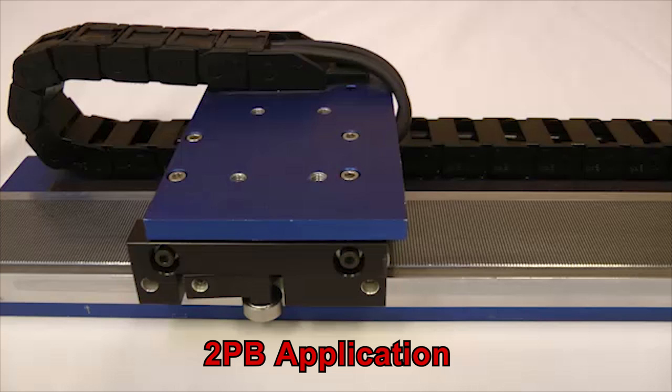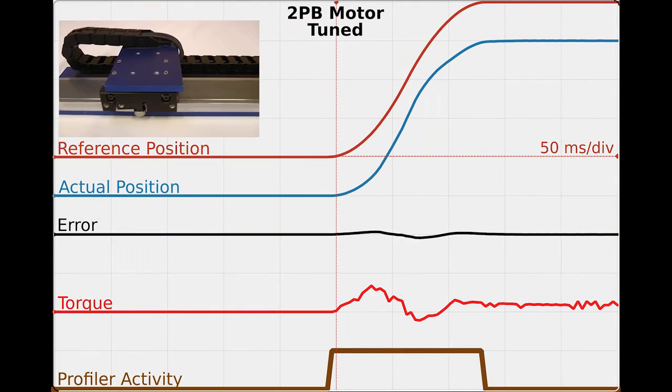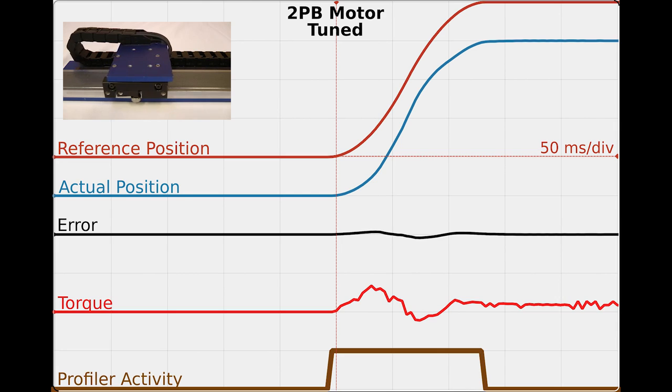In the following demo, we will be using the same linear motor we used with the closed-loop microstepping mode. This will give us a direct comparison of the performance that we can achieve with two-phase brushless. Now that we're running the 2PB mode, we're also going to want to take a closer look at the commanded torque, shown here in the bright red line.